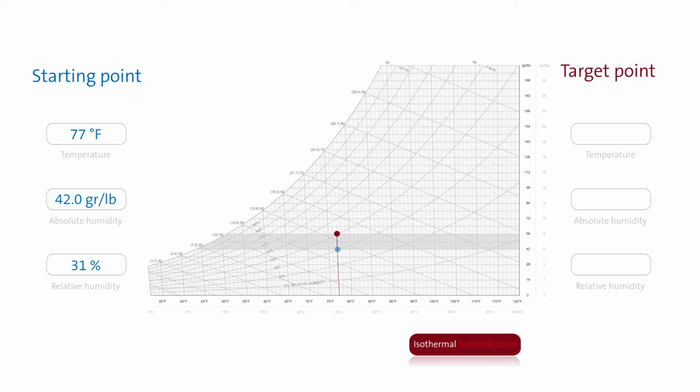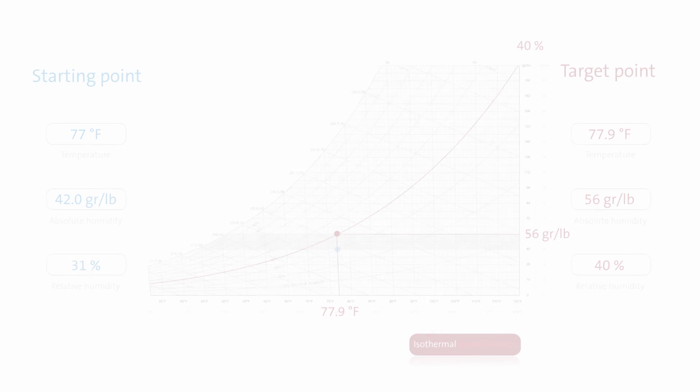At the target point, we reach an air condition of 77.9 degrees Fahrenheit, 56 grams of water per pound of air, and a relative humidity of 40%.